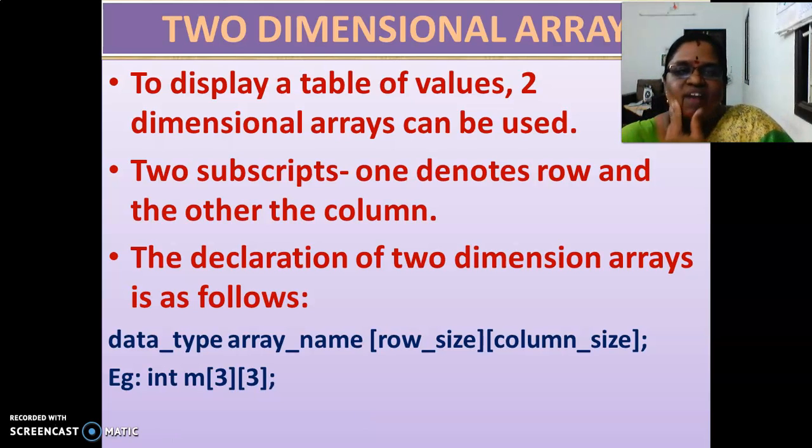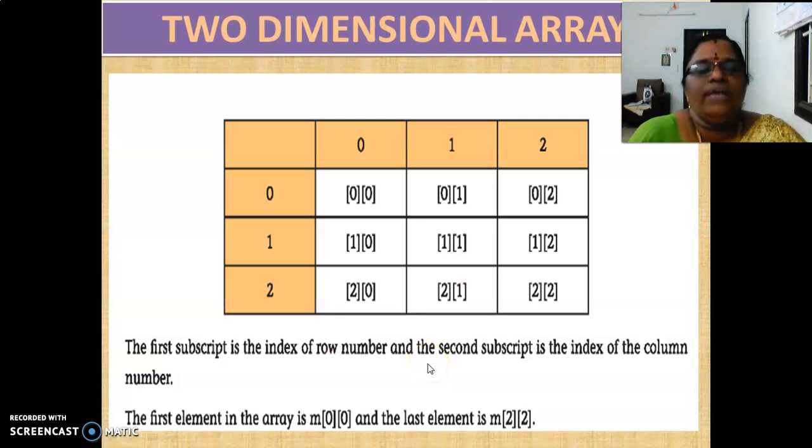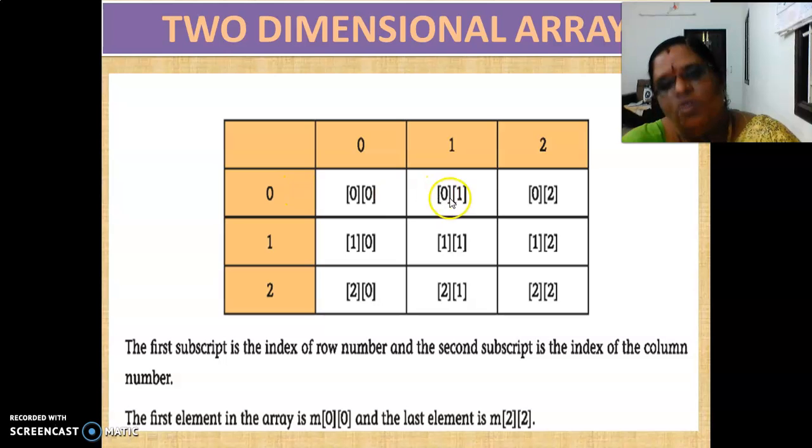There are two subscripts. One subscript denotes the row and the next subscript denotes the column. For example, this is a table. The first subscript is the index of the row number and the second subscript is the index of the column number. The first element in the array is m00 and the last is m22. So, this element comes under m00, this m01, m02, m10. This is row and this is column.